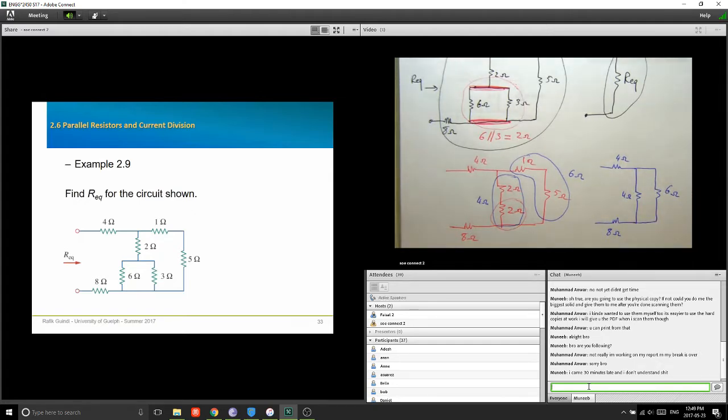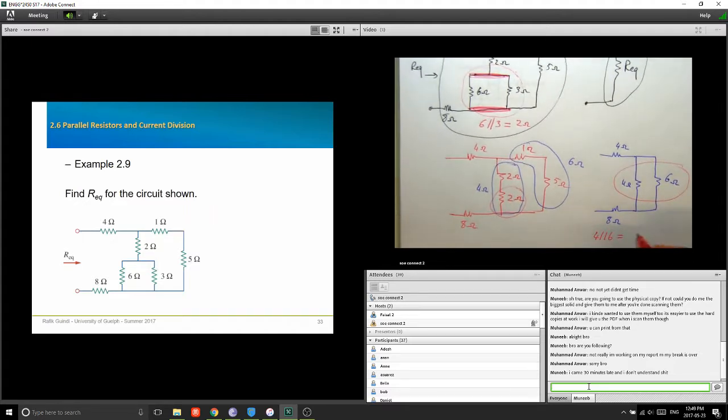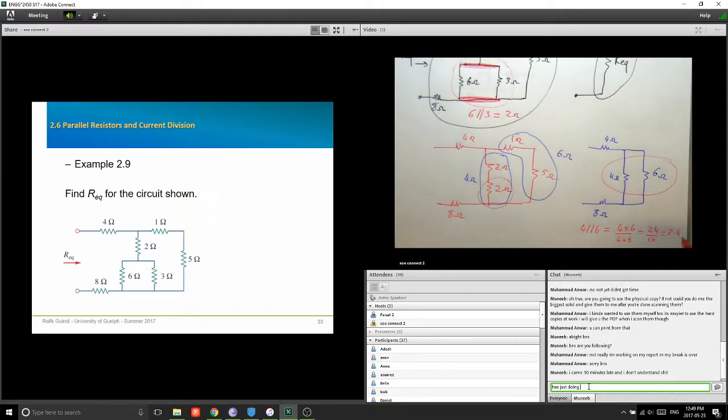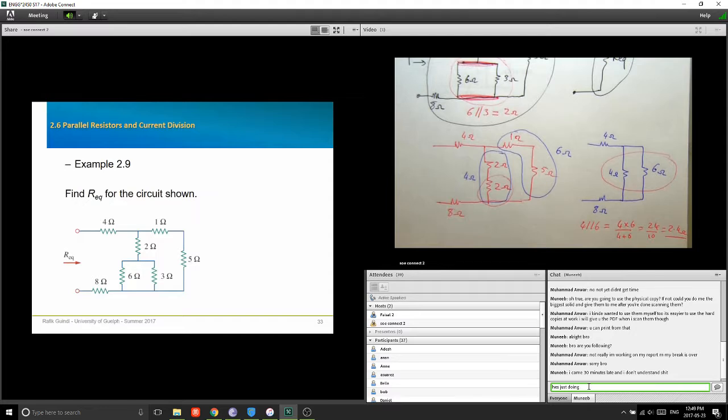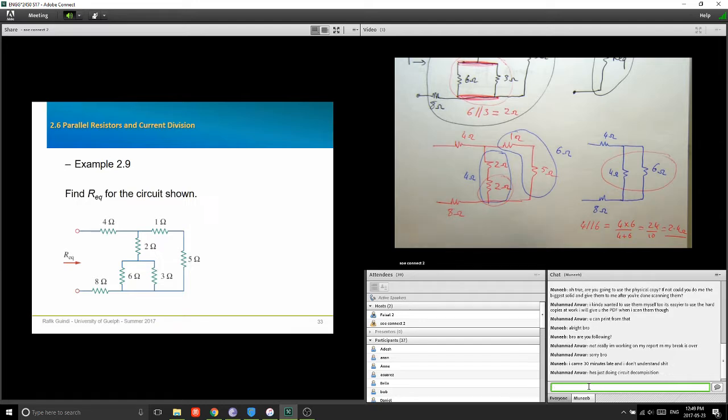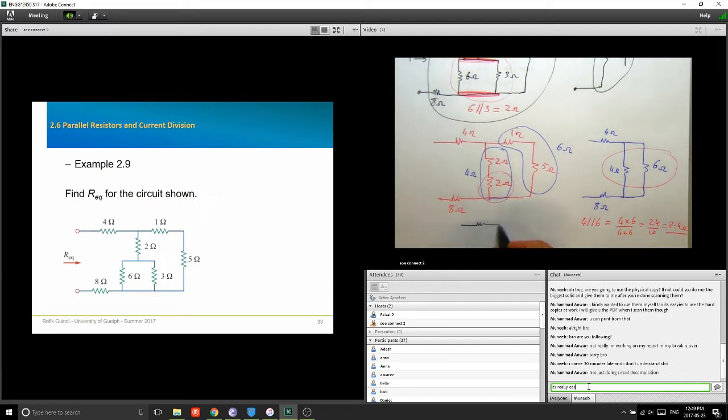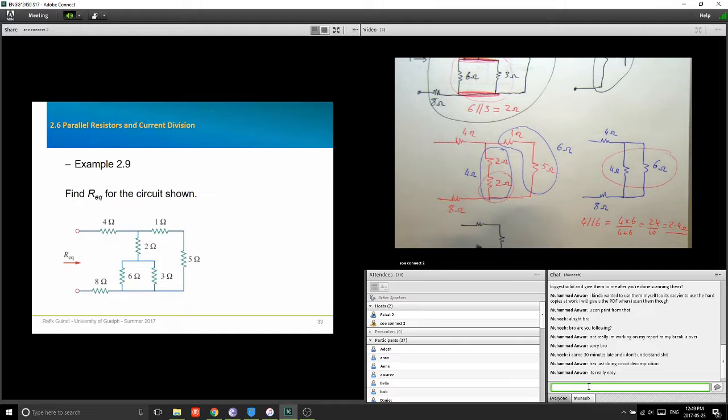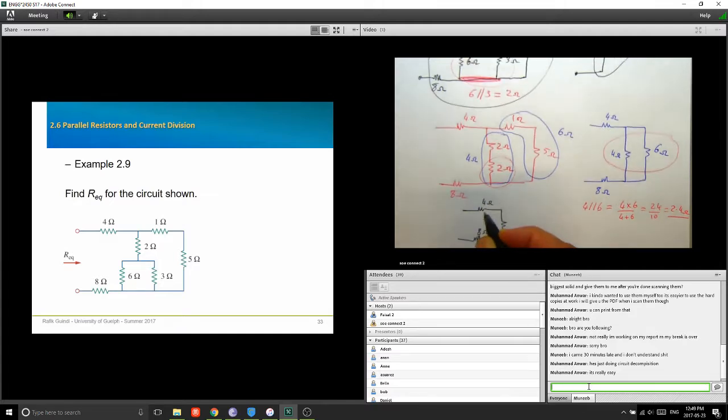So what do you see now? Yes. The 4 ohm and the 6 ohm are in parallel now. Okay, so I do 4 parallel with 6. That's product over sum, right? 4 times 6 over 4 plus 6. That's 24 over 10. That's 2.4 ohm. Okay? And this is how it's going to look now. Eight ohm, 4 ohm, 2.4 ohm.